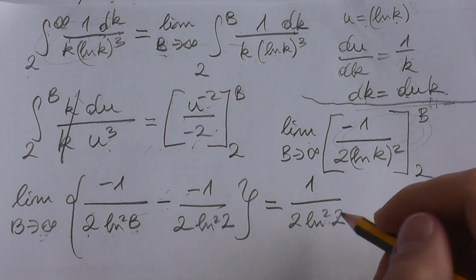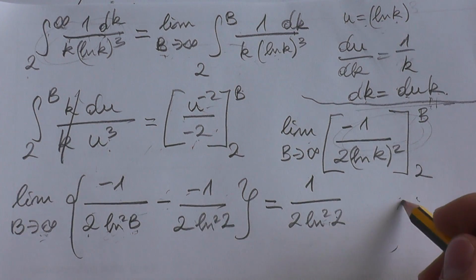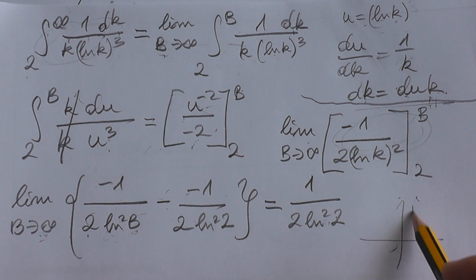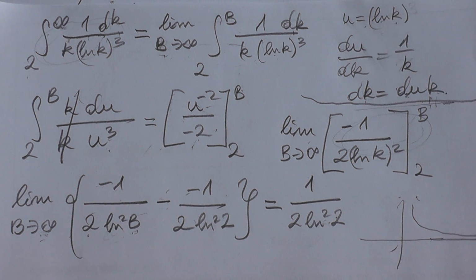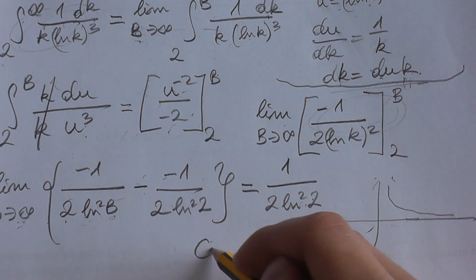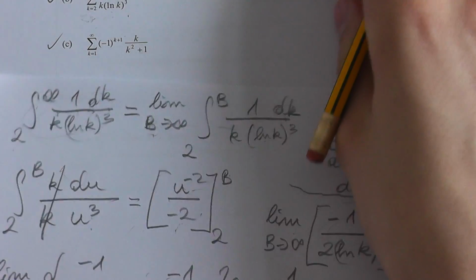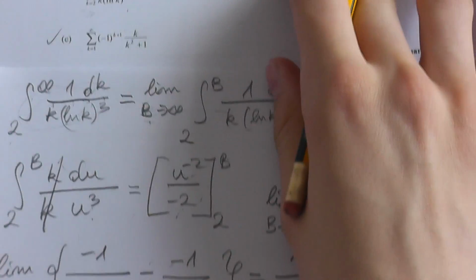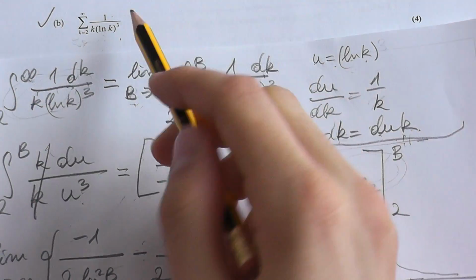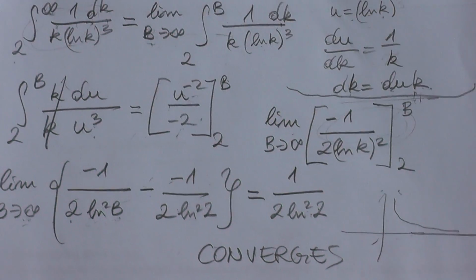And because this is a fixed value, that means that the area under our original curve, which I have erased, which looks something like this, is actually finite. And so from that, we can conclude that the series that we were given converges by the integral test.